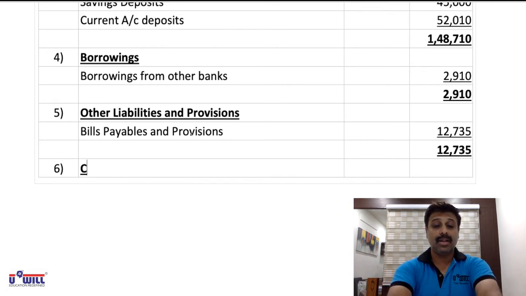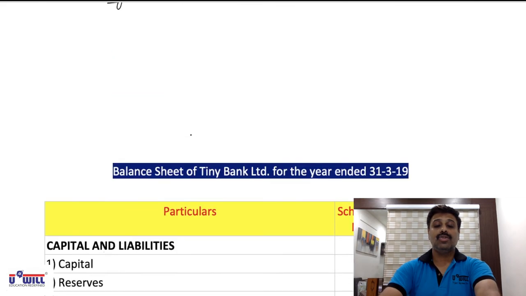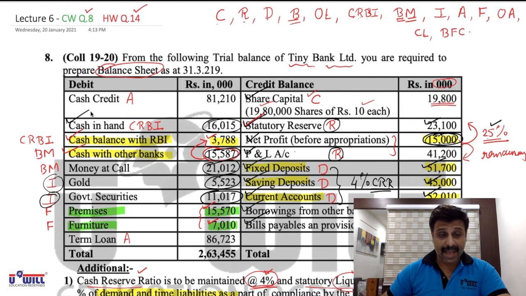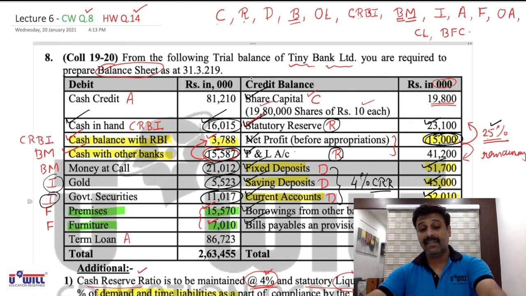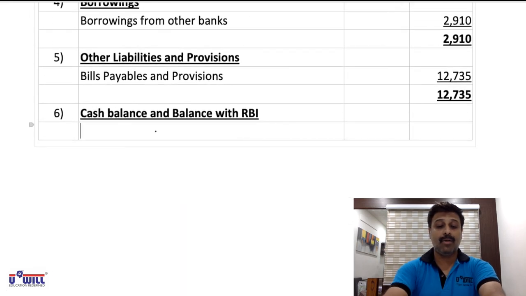Then sixth, what we have is C, which stands for cash balance and balance with RBI. So all the items marked as C. In that we have this cash in hand, 16,015. Now cash in hand 16,015, you can write it in the outer column.